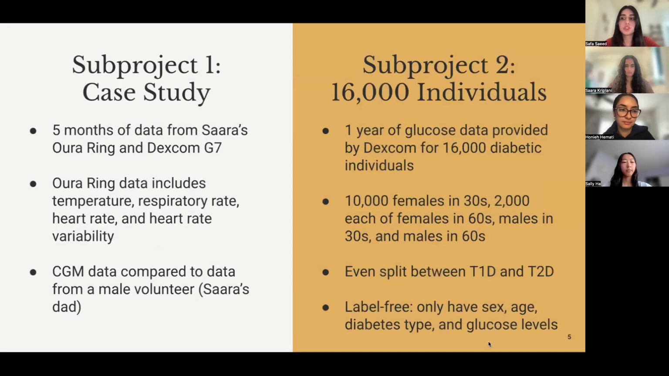This project was split into two main components. The first was a case study involving 5 months of data from our group member Sarah's Oura Ring and Dexcom G7 CGM. Additionally, as a control, we compared Sarah's data to a male volunteer.